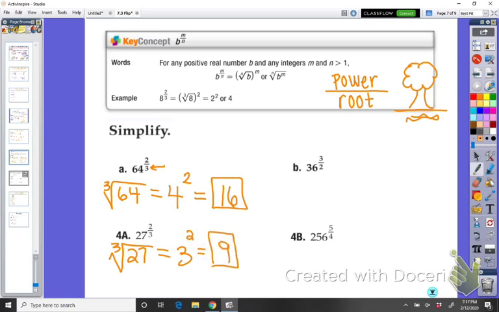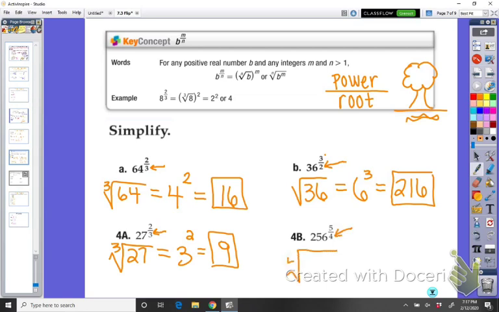So I'm starting with the denominator for the root and then taking the numerator power. So here we're starting with the square root of 36, which is 6, and then taking that to the third power. So 6 to the third power is 216. And finally, we want the fourth root of 256, which we did earlier, and that was 4, and then we're going to raise it to the fifth power. So that's 1024.